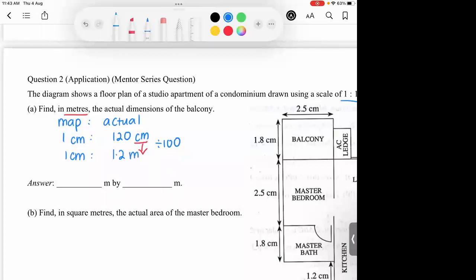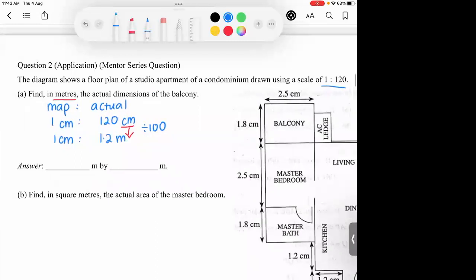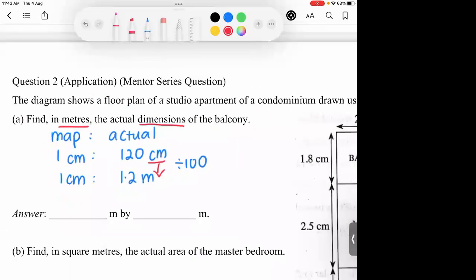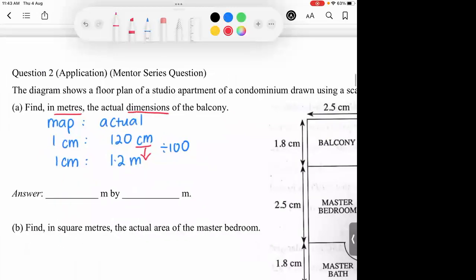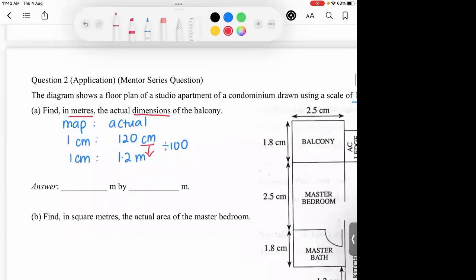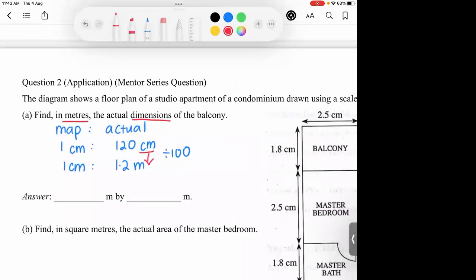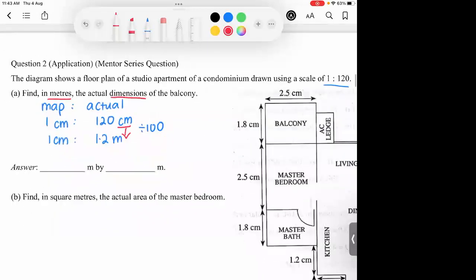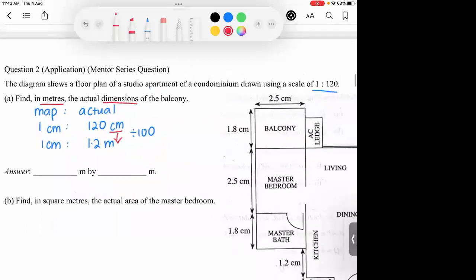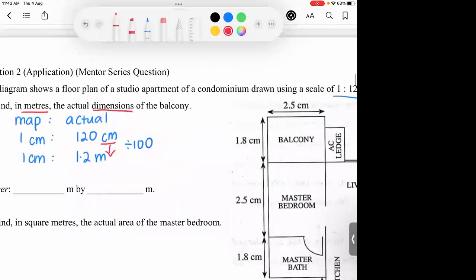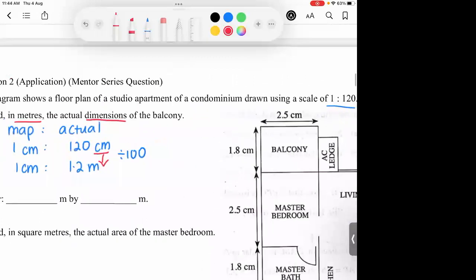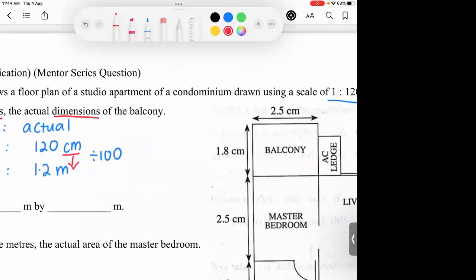Okay, but now the question say find the actual dimensions. Do y'all know what does dimensions mean? Dimensions means what is the length, what is the width. If you have a height, what is the height? So it's 3-dimensional, 2-dimensional, or whichever. So in this case, I only know the floor plan. It says the dimensions of the balcony. So we look at the balcony. The balcony has what dimensions? What are the measurements of the balcony? Anyone? You want to type your answers or tell me directly?